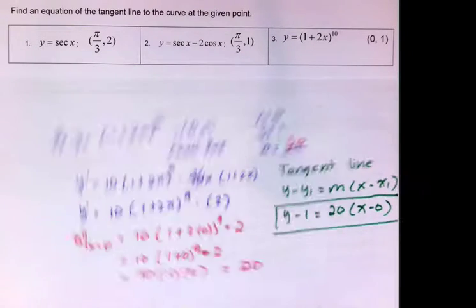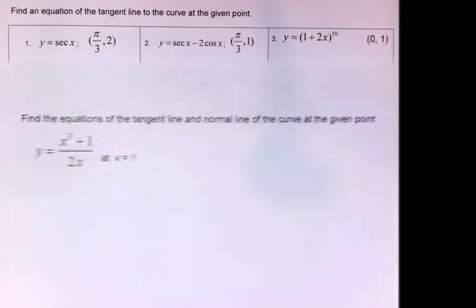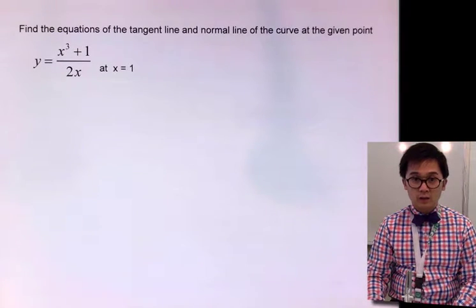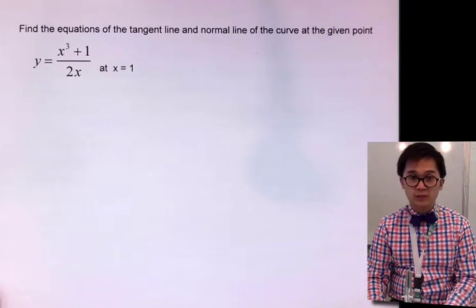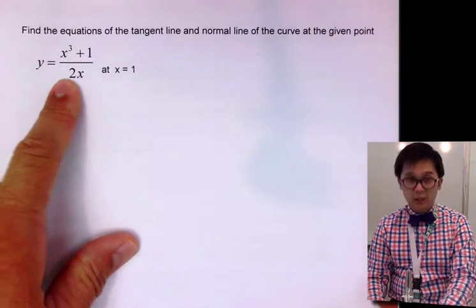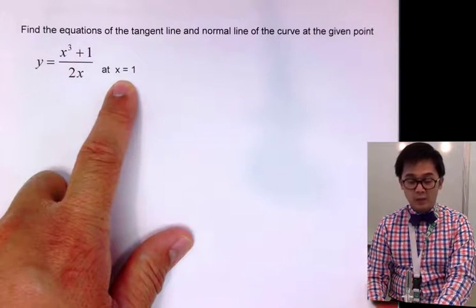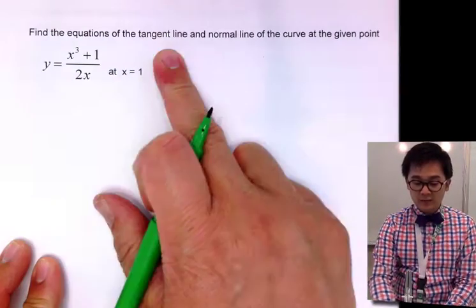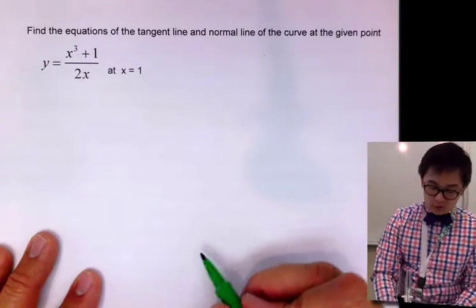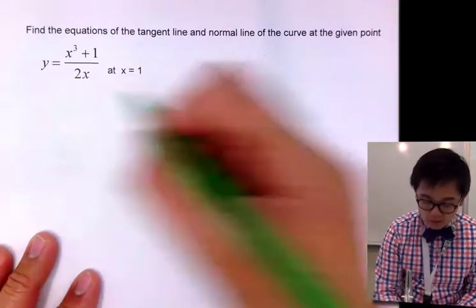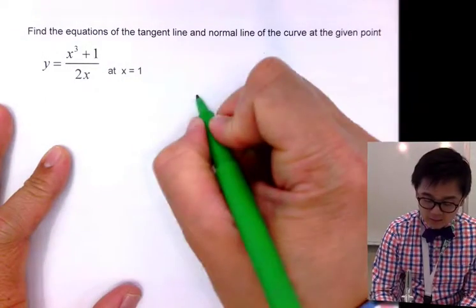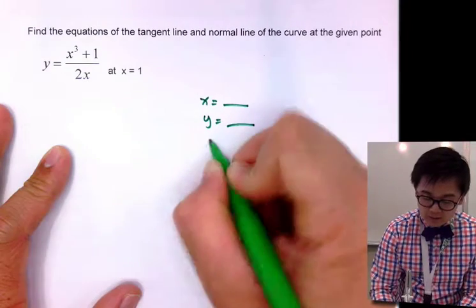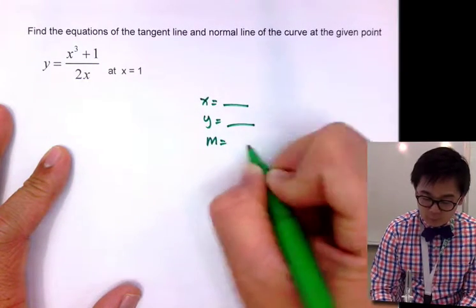Now for our last example, we'll find the equation of the tangent line and the normal line of the curve at the given point. So this is the curve, this is the point, and we're only given x equal to 1, and we need to find two equations, the tangent line and the normal line. So just like what we did before, all we need to do is to find the value of x, find the value of y, and find the value of the slope.